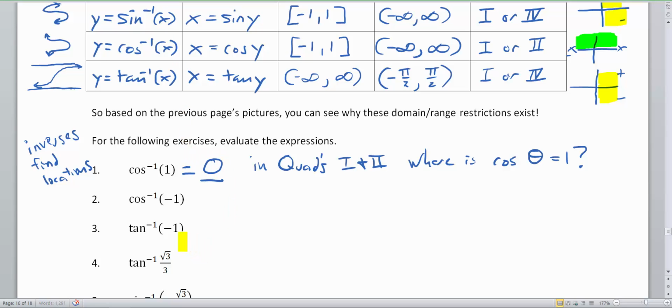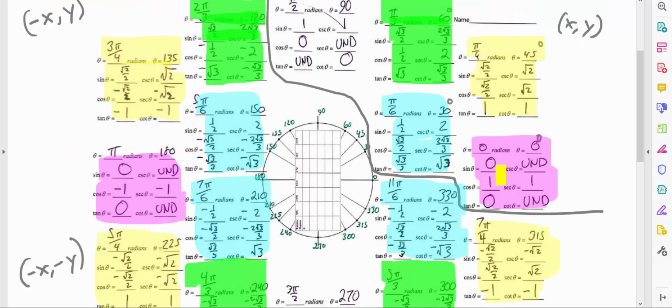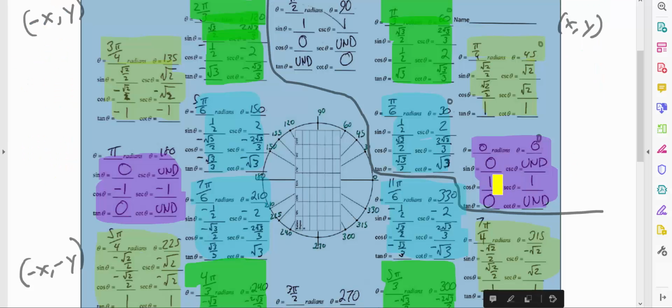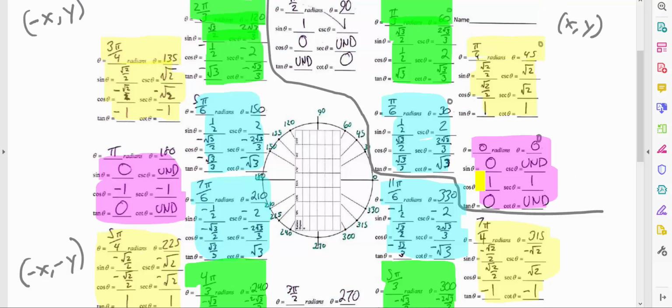Because there was no other space in quadrants 1 or 2, or frankly on the unit circle, where the cosine of theta is equal to 1. And I can see that right here on my unit circle. Oops, that's a little bit too here because I'm looking at a PDF. Sorry, I can't get too specific, but you can see at 0 degrees and 0 radians, cosine of theta is equal to 1.